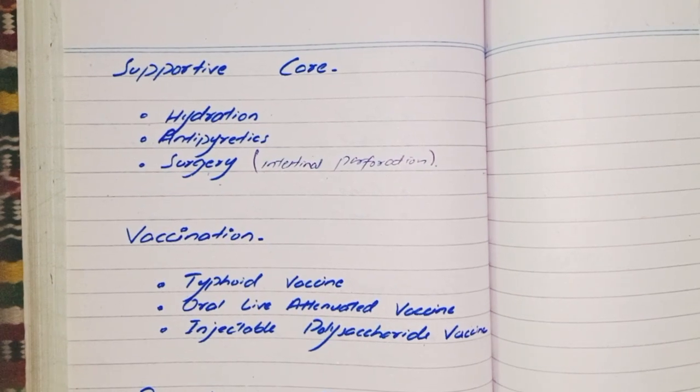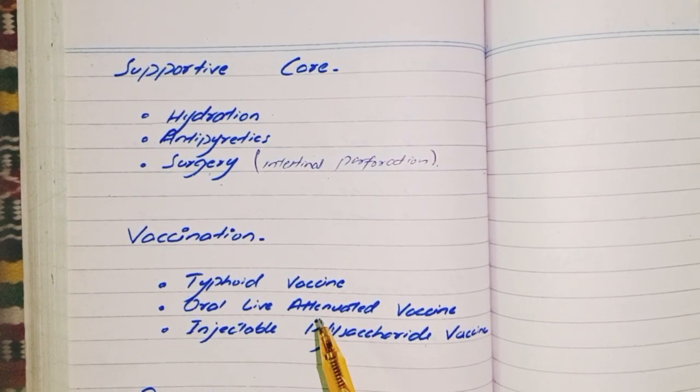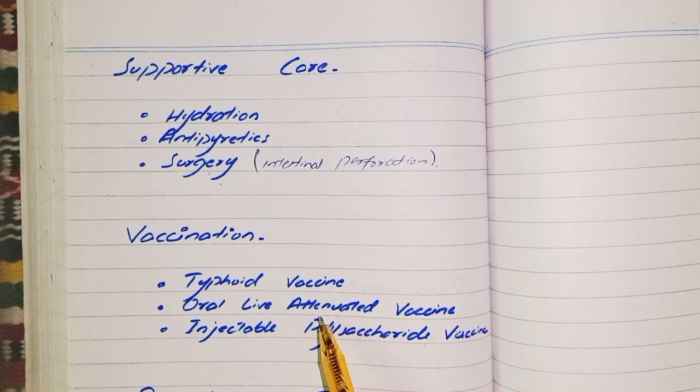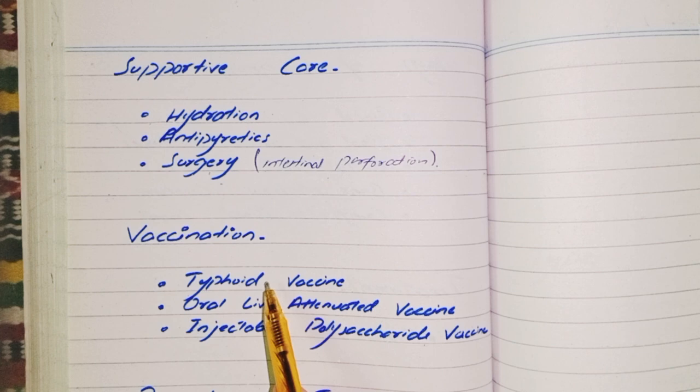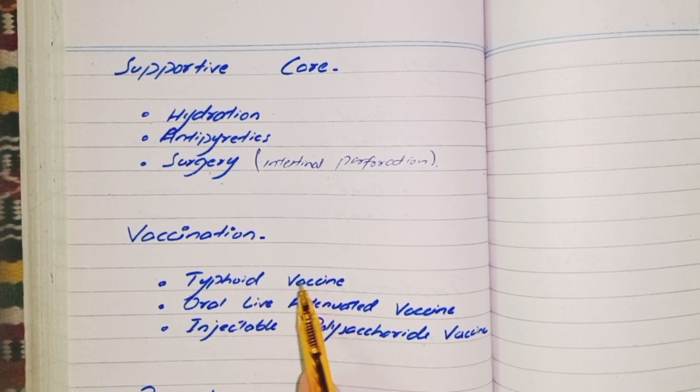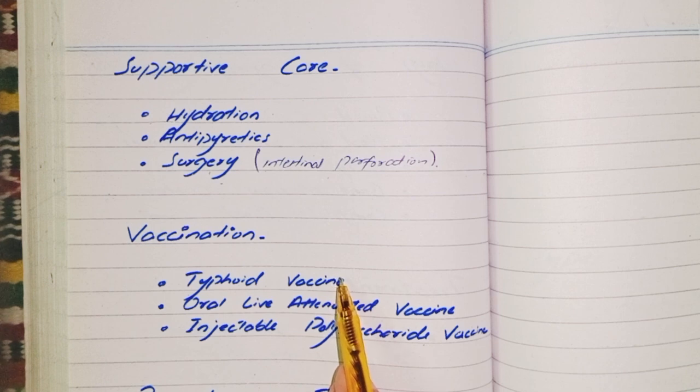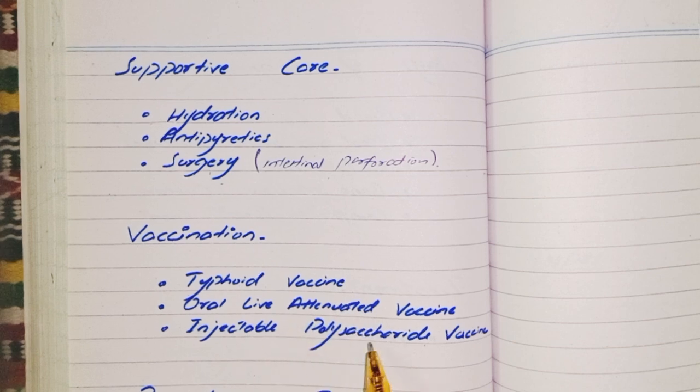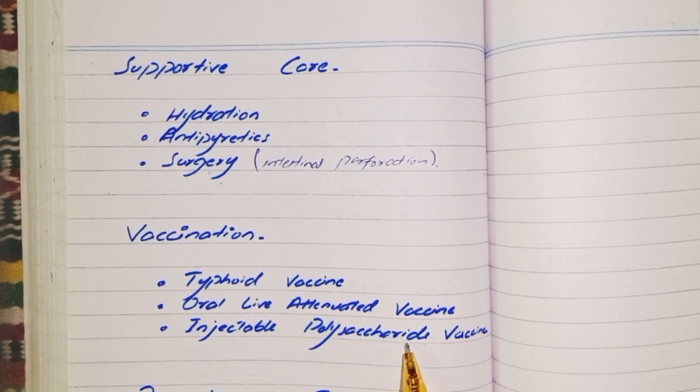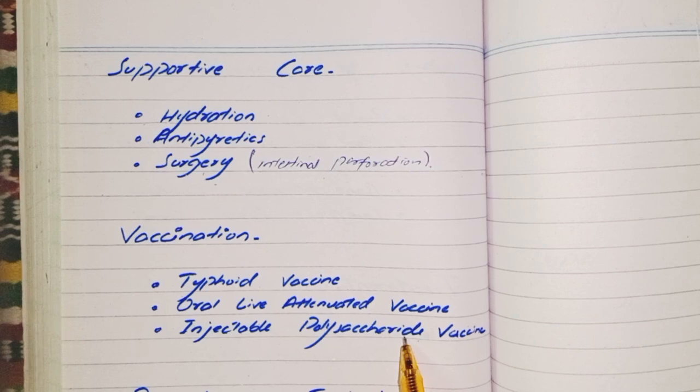Vaccination is most important for prevention of typhoid fever. We use three types: typhoid vaccine, oral live attenuated vaccine, and injectable polysaccharide vaccine. Typhoid vaccine is recommended for travelers to endemic areas and people living in regions with poor sanitation. Oral live attenuated vaccine is taken in capsule form, and injectable polysaccharide vaccine is given as an intramuscular injection.